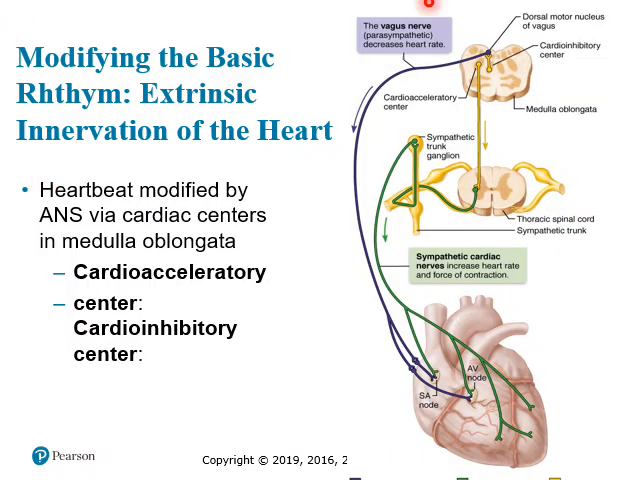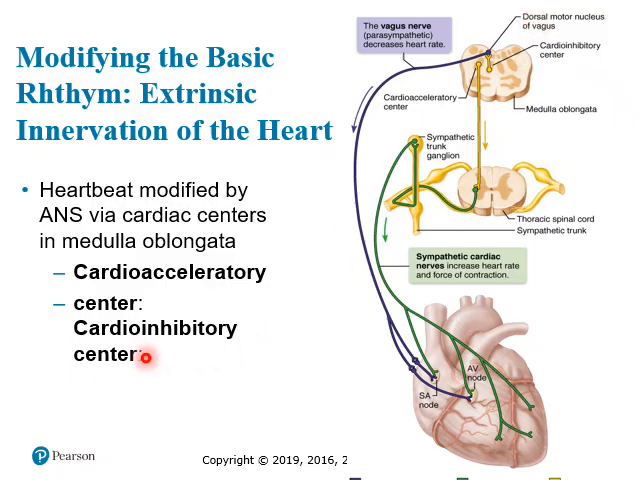So let's look at the extrinsic innervation of the heart. The heartbeat is modified by the autonomic nervous system via the cardio acceleratory center and the cardio inhibitory center. The cardio acceleratory center sends signals through the sympathetic trunk to increase both rate and force. It stimulates the SA and the AV nodes, the heart muscle, and the coronary arteries.